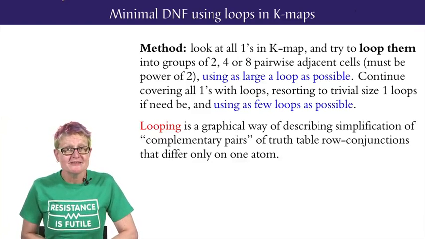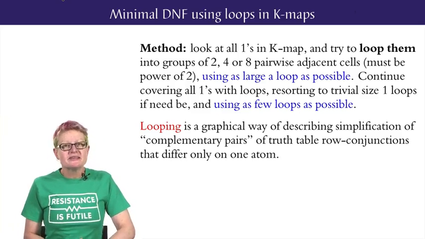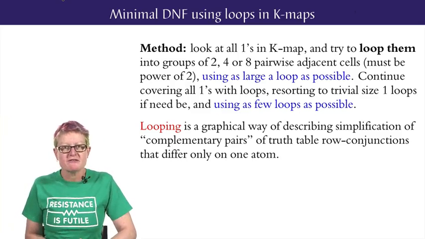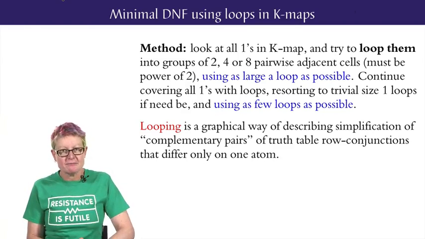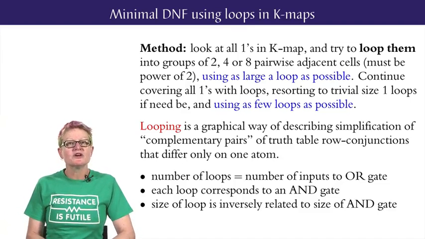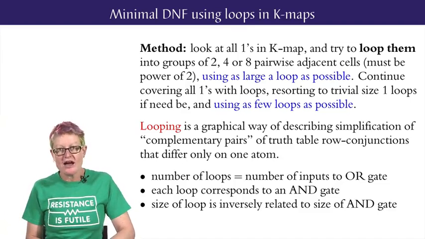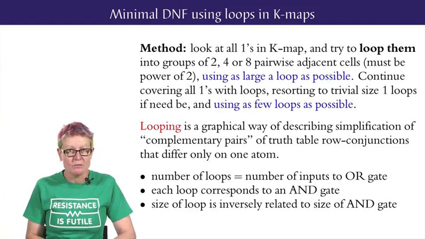Looping the ones in a K-map is a graphical way of describing the simplification of complementary pairs of truth table row conjunctions that differ only on one atom. The number of loops will correspond to the number of inputs to the OR gate of the DNF circuit, so we want as few loops as possible.